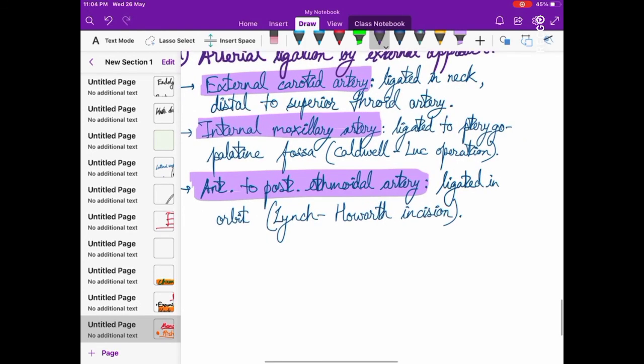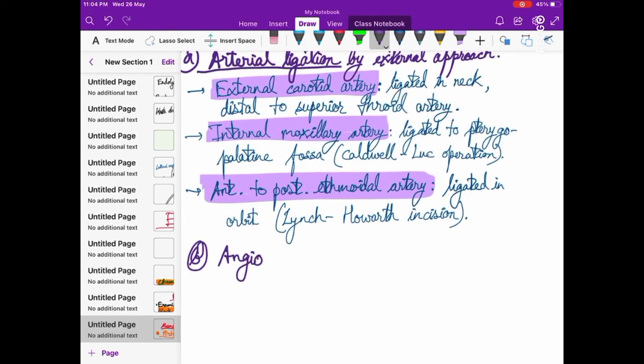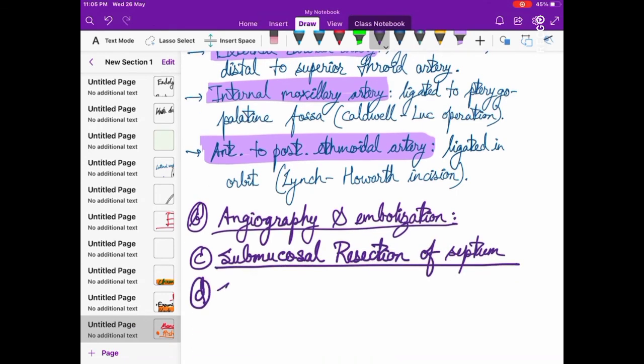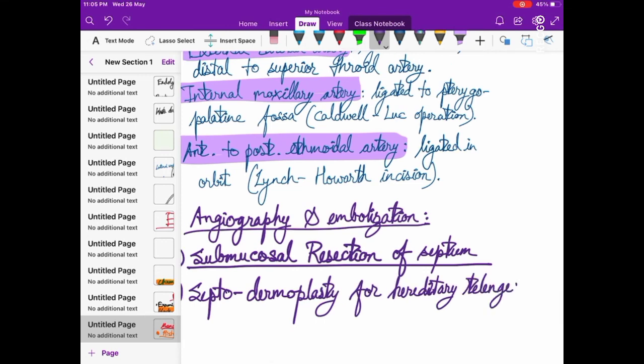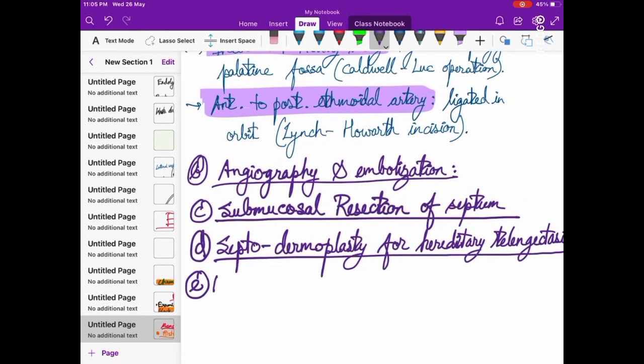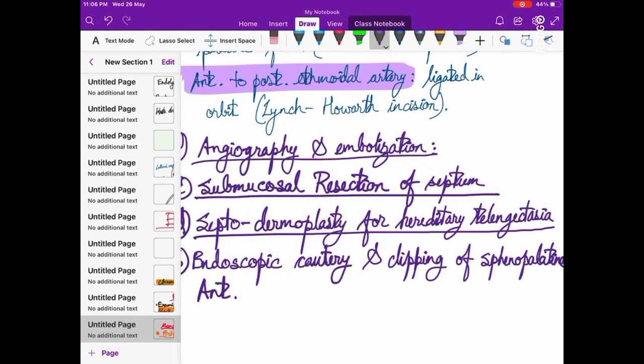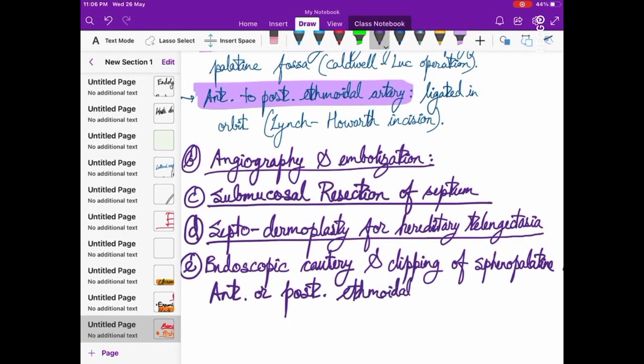Second, we do angiography and embolization. We also do submucosal resection of septum, septodermoplasty for hereditary telangiectasia, and endoscopic cautery and clipping of sphenopalatine artery, anterior or posterior ethmoidal artery.